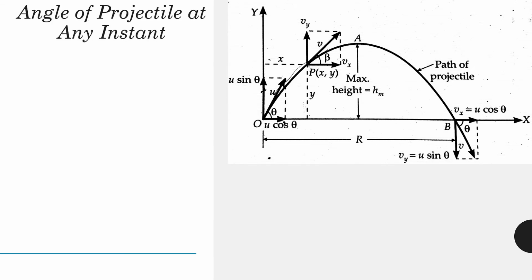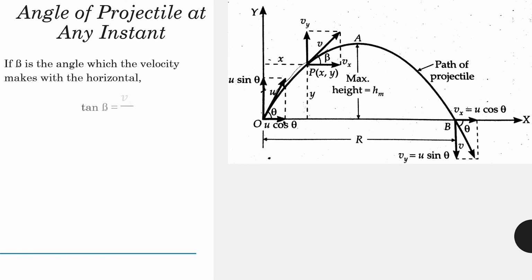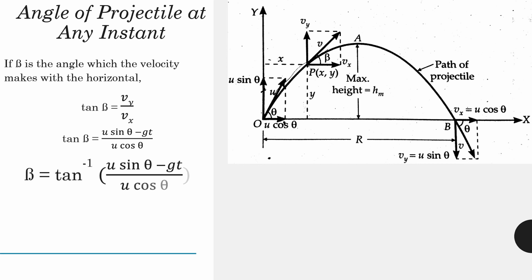Angle of projectile at any instant. If beta is the angle which the velocity vector makes with the horizontal, then tan beta equals velocity component in y-axis divided by velocity component in x-axis, or tan beta equals u sin theta minus gt upon u cos theta, or we can say that beta equals tan inverse of u sin theta minus gt upon u cos theta, or beta equals tan inverse of tan theta minus gt upon u cos theta.